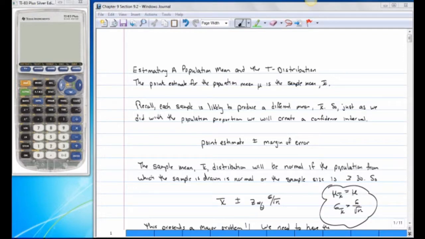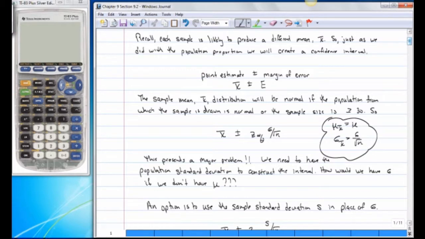Estimating a population mean and the t-distribution. The point estimate for the population mean mu is the sample mean x bar. Recall, each sample is likely to produce a different mean, even if the sample sizes are the same and we're obviously sampling from the same population. So just as we did with the population proportion, we create a confidence interval to estimate the population mean. That confidence interval will be the point estimate plus or minus the margin of error. So our point estimate x bar plus or minus the margin of error e.